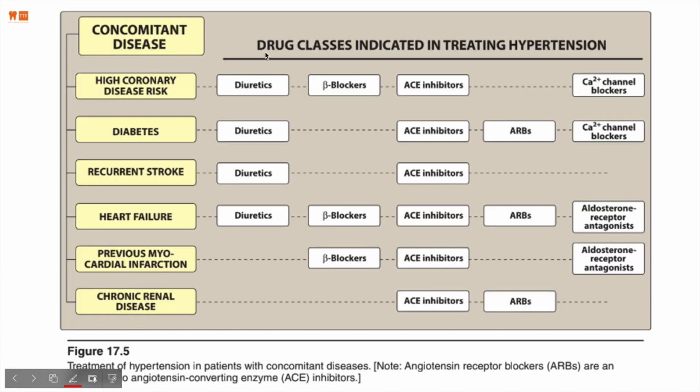This is a chart from our references that shows the treatment of hypertension in patients that have another disease present, right? For example, concomitant disease of high coronary disease risk, which is, say, angina or MI. In that case, we would give diuretics, beta blockers, ACE inhibitors, and calcium channel blockers. This is with hypertension, so plus hypertension.